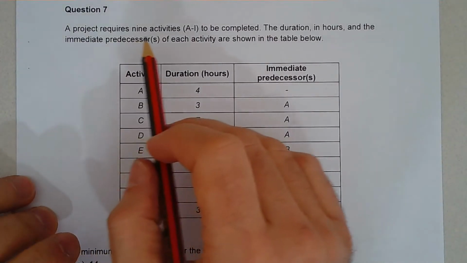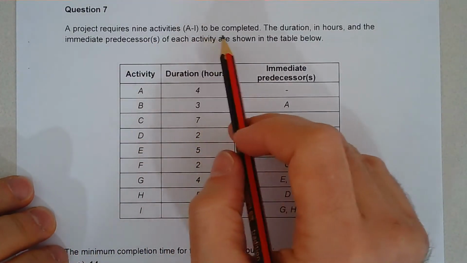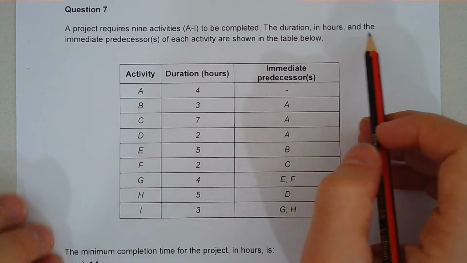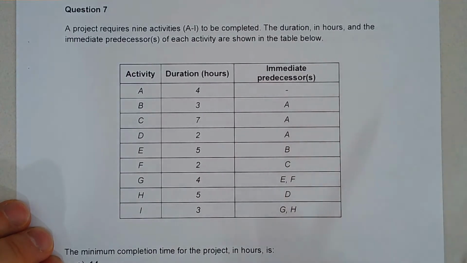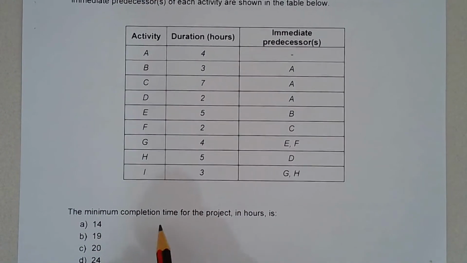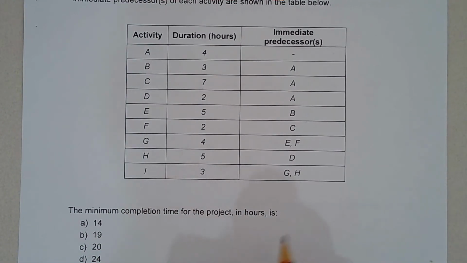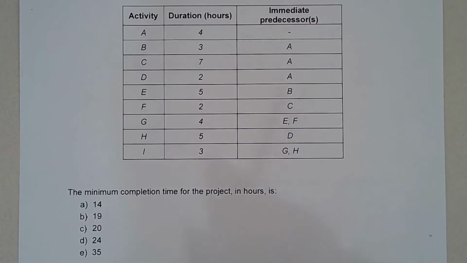A project requires 9 activities, A to I, to be completed. The duration in hours and the immediate predecessors of each activity are shown in the table below. The minimum completion time for the project in hours is, and here are our 5 options. Okay, so from 14 up to 35 hours.